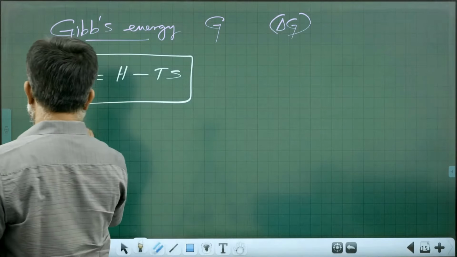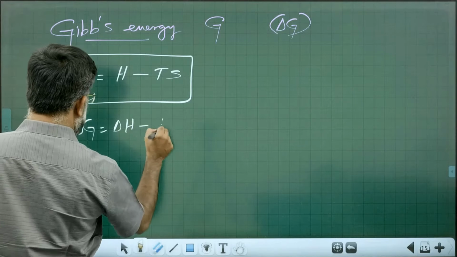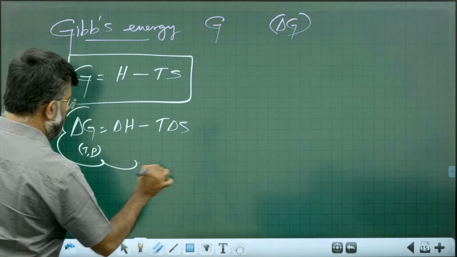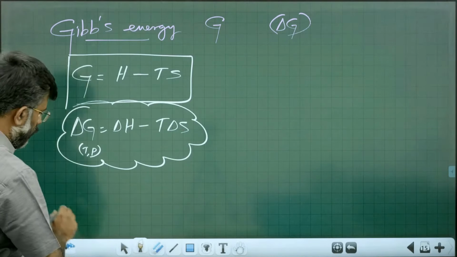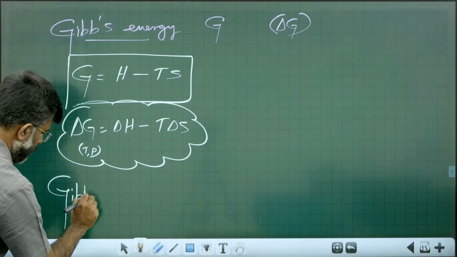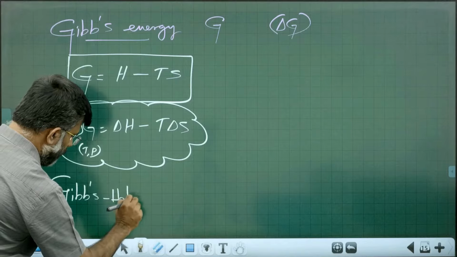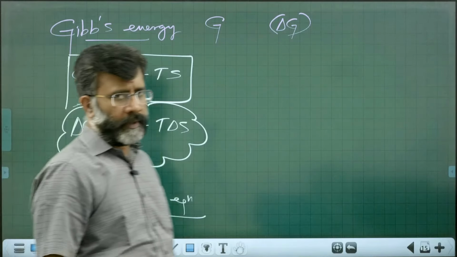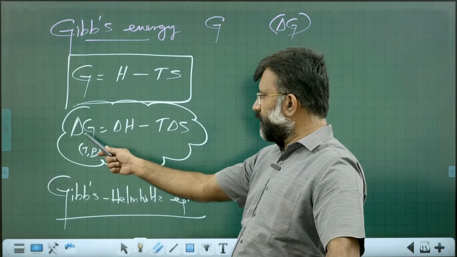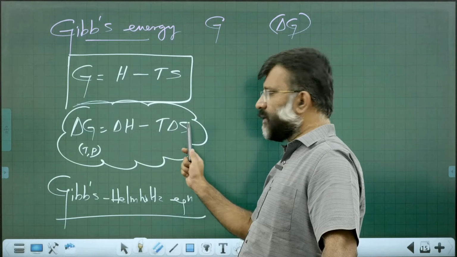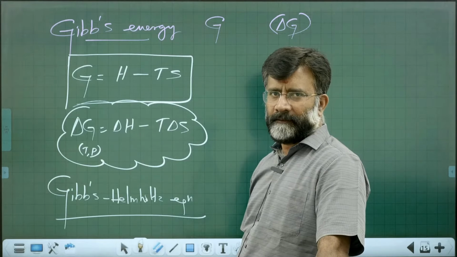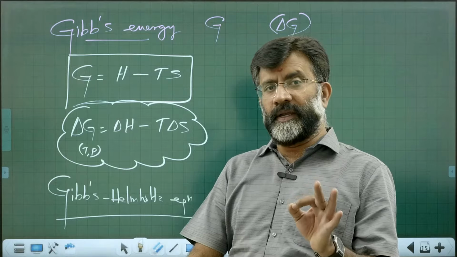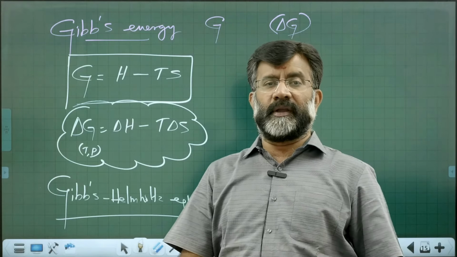Now you can write delta G is equal to delta H minus T delta S, and this is conducted at a constant temperature and pressure. And this is called a Gibbs-Helmholtz equation, or simply Gibbs equation. Gibbs equation is referring delta G is equal to delta H minus T delta S. Right? And Gibbs energy is used for predicting the spontaneous, non-spontaneous nature of the reaction.